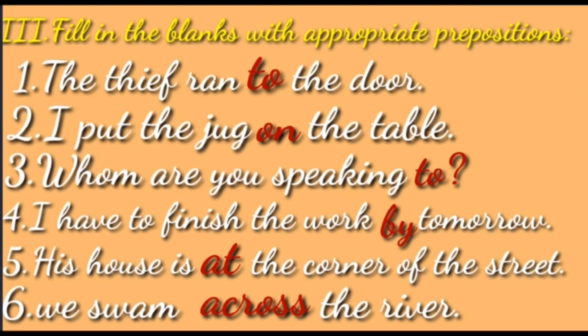Here, the preposition is across. This is a preposition of movement. What is a preposition of movement, children? Prepositions of movement show movement from one place to another. So here we swam across the river. The preposition across shows movement from one place to another. So a preposition is a word which shows the relation between a noun or a pronoun and some other word in a sentence, children. Here, prepositions are to, on, to, by, at, across.